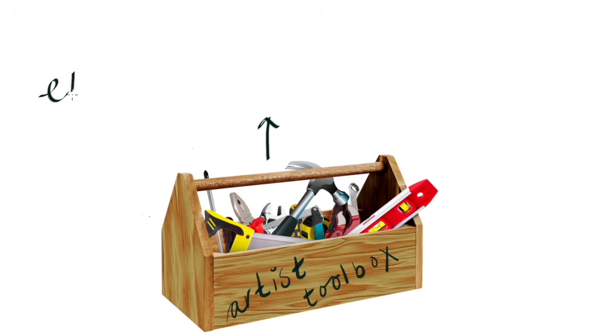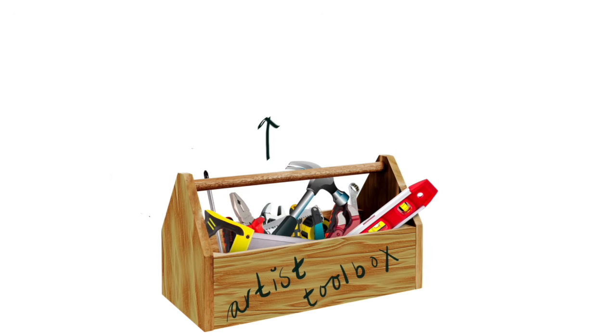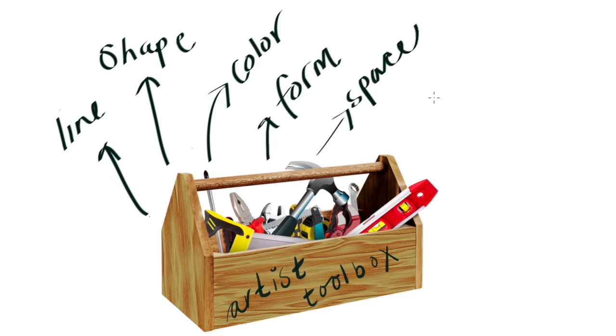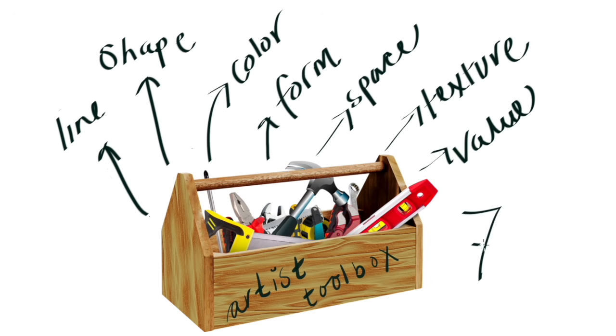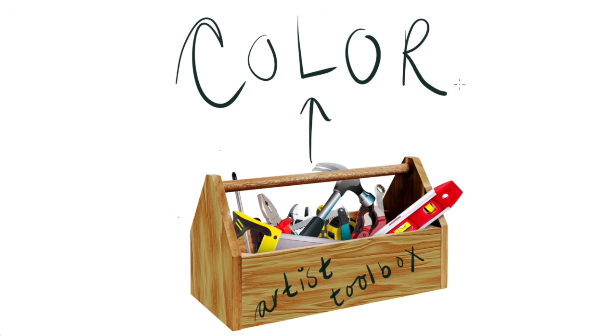Every artist has a toolbox. Inside the toolbox are the elements of art. They can be arranged in many ways to create lots of different artwork. There's line, shape, color, form, space, texture, and value. There are 7 total. This video is going to dive deep into the element of art, color.